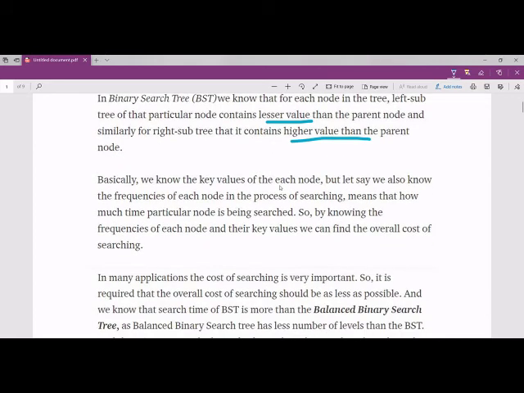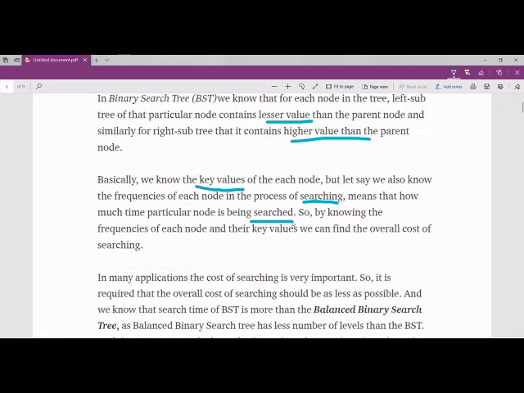Basically in all our scenarios we only know the key values of each node, that is, what the key of that node is. But let's say now we also know the frequencies of each node. The frequencies come in the scenario of searching. What do we mean by searching here? Let's say we are searching some of the nodes in the tree, and the number of times they are being searched is called the frequencies.